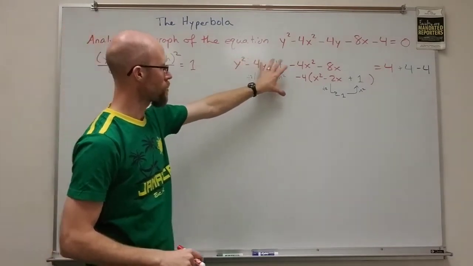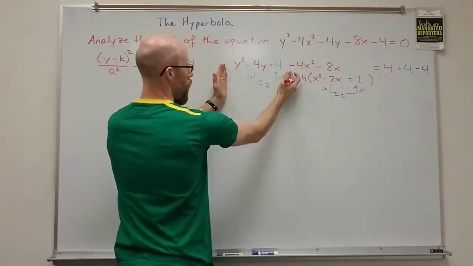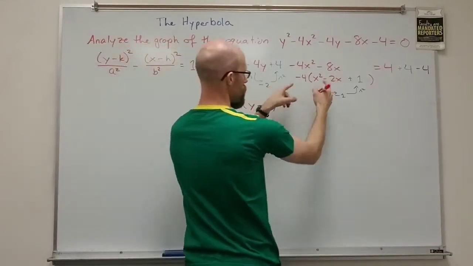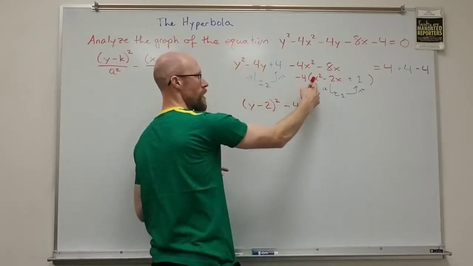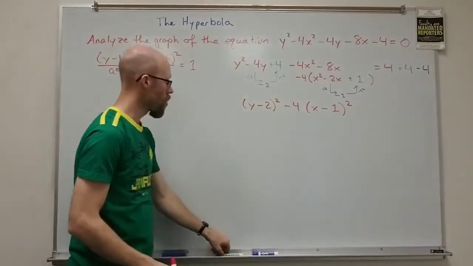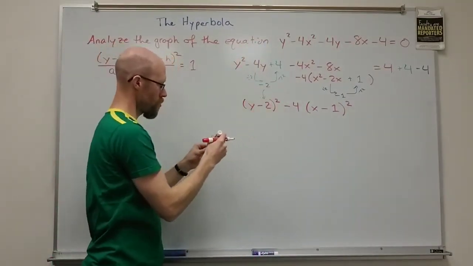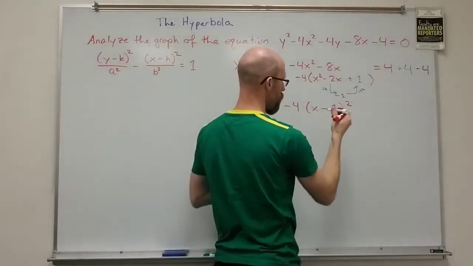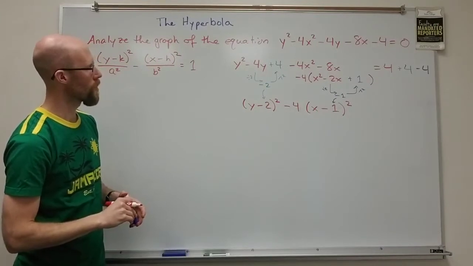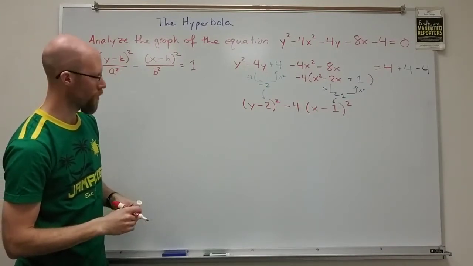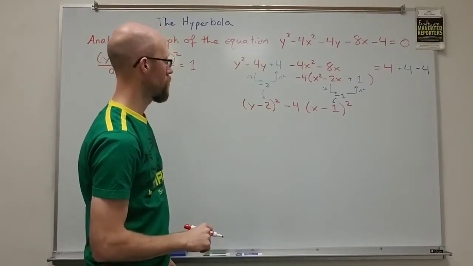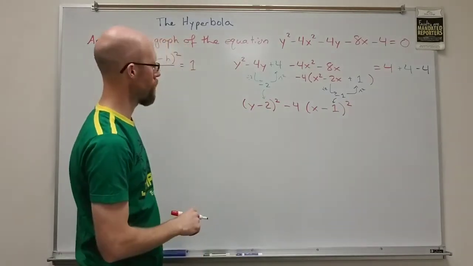Now, I need to factor each of those groupings. So the y's are going to factor into y minus 2 quantity squared. The x's here, I still have a minus 4 on the outside, and then this becomes an x minus 1 quantity squared, with both the negative 2 coming into the parentheses in the factored form, and in this case the negative 1. Does that look right? Yes, I think that's correct. Minus 2, minus 1. Just double checking everything, make sure my signs are right.